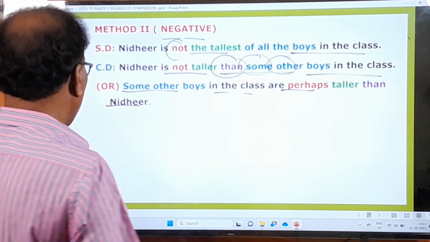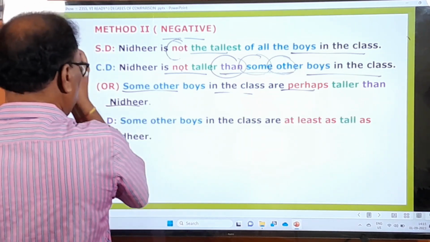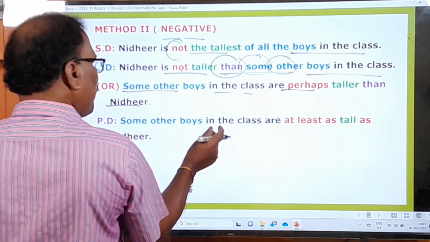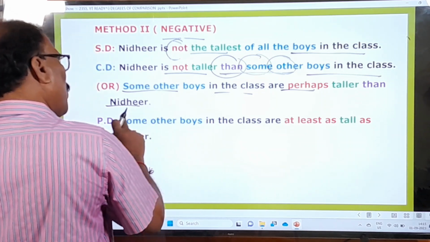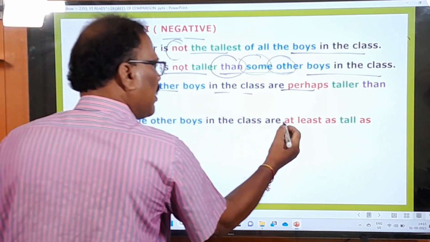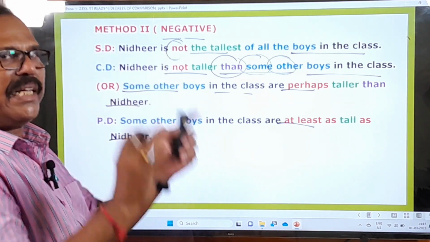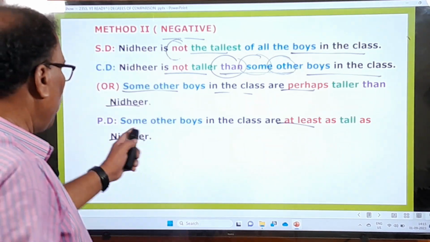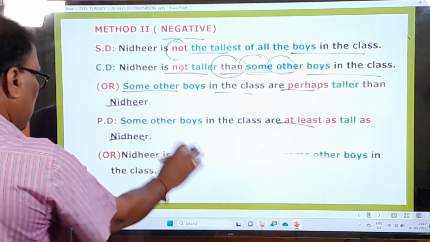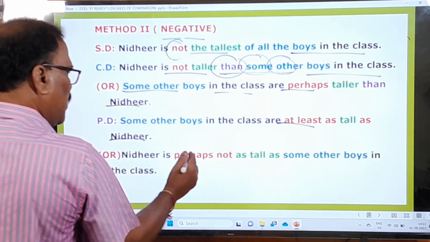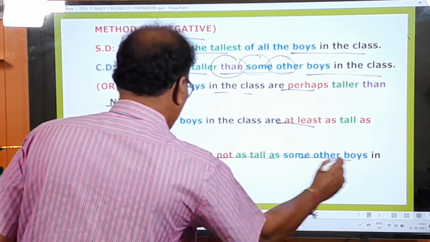Right. And here now let's go to the positive degree. Some other boys in the class are at least as tall as Nidir. Positive degree. Okay, and this sentence can be expressed in this way also. Nidir is perhaps not as tall as some other boys in the class.